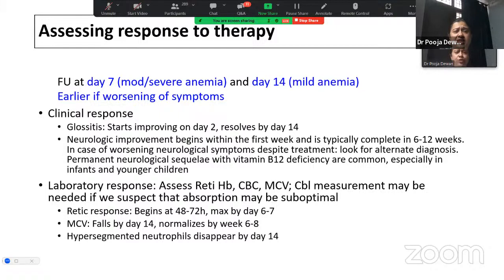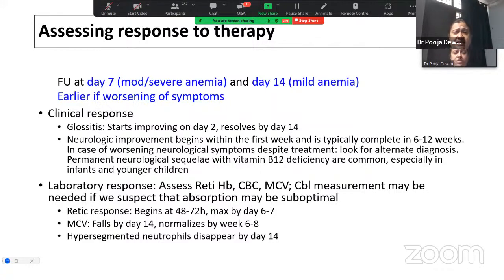Now, when you follow up these patients, the response needs to be assessed clinically on day 7 in case of moderate or severe anemia, and on day 14 in mild anemia, or earlier if the patient worsens. So the patient may give us a sense of well-being within 24 hours, and the cytosis will start improving.